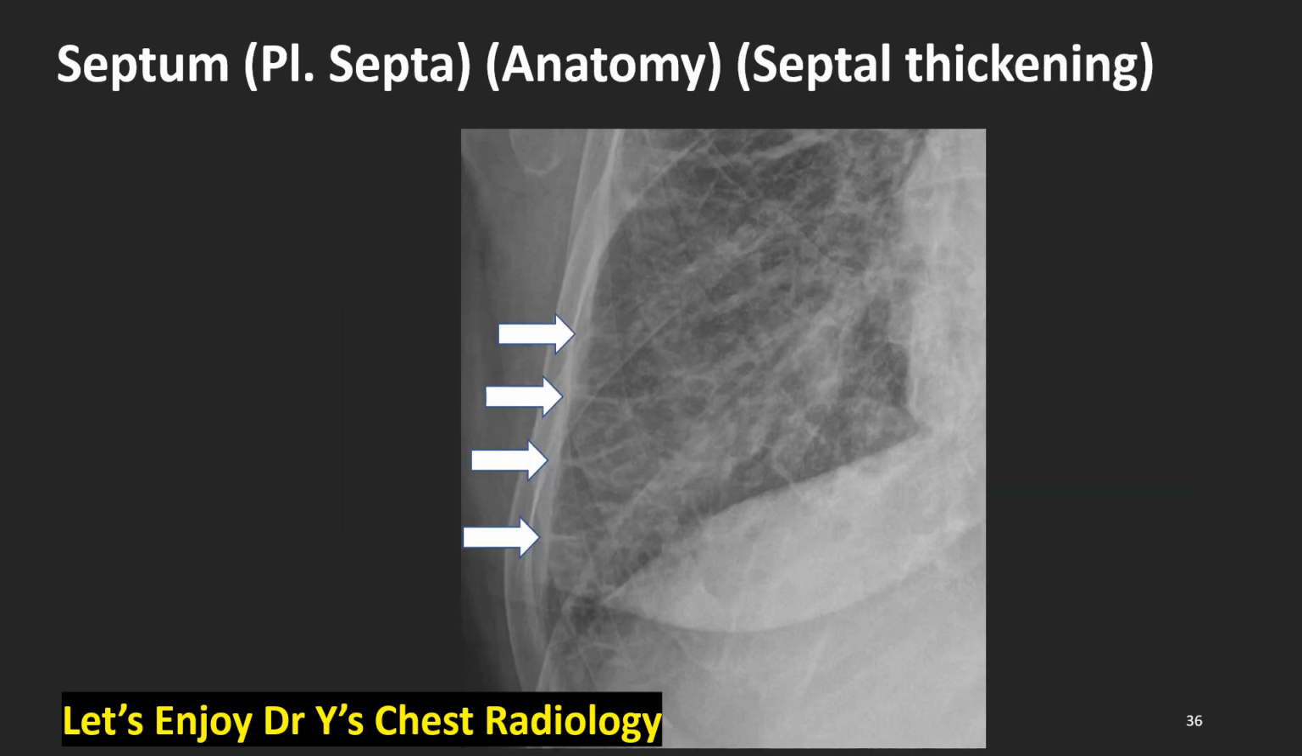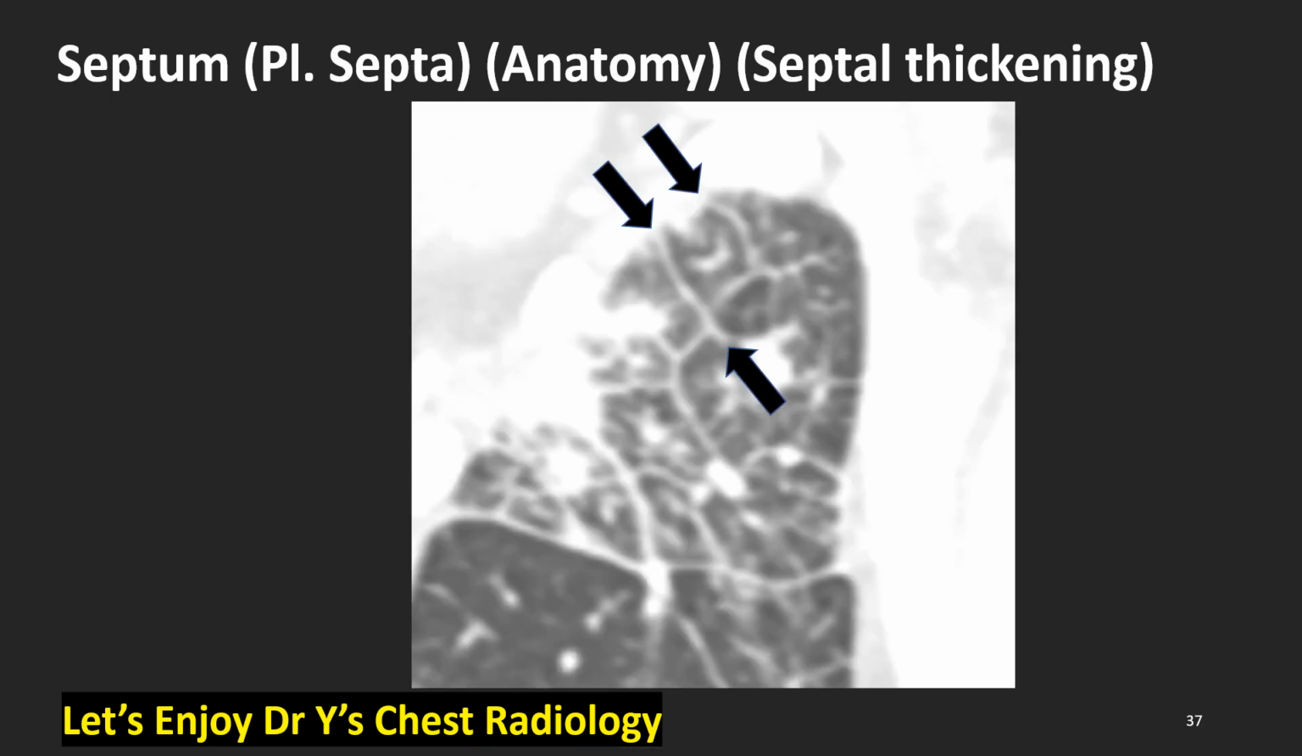Septum, pleura, septa anatomy, septal thickening. Arrows indicate septal thickening on frontal radiograph, formerly called curly lines. Arrows indicate septal thickening in coronal CT scan in a lymphangitic carcinomatosis patient.